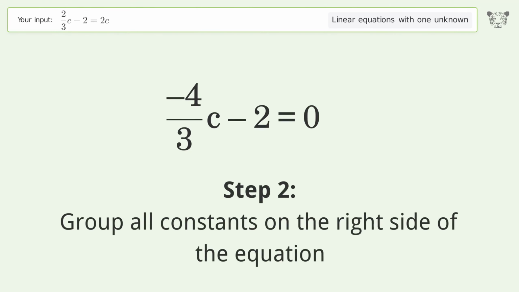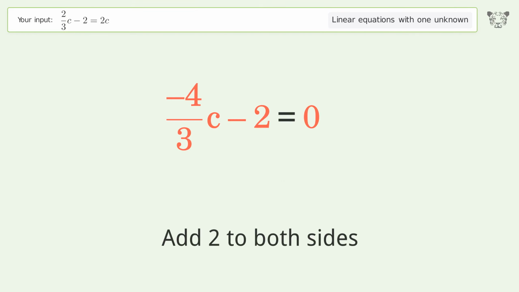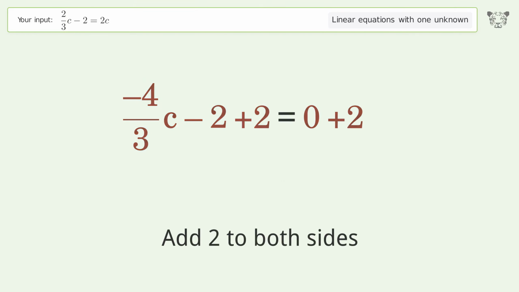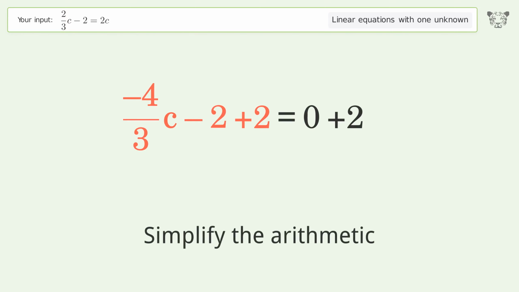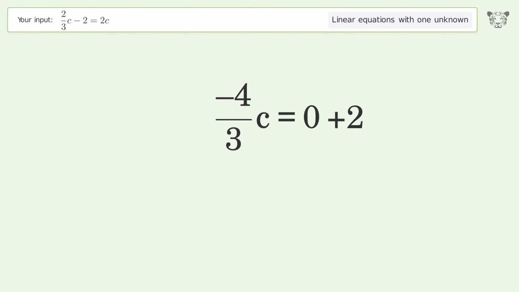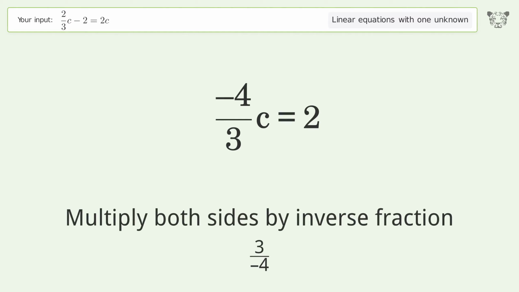Group all constants on the right side of the equation. Add 2 to both sides. Simplify the arithmetic. Isolate the c. Multiply both sides by inverse fraction 3/4.